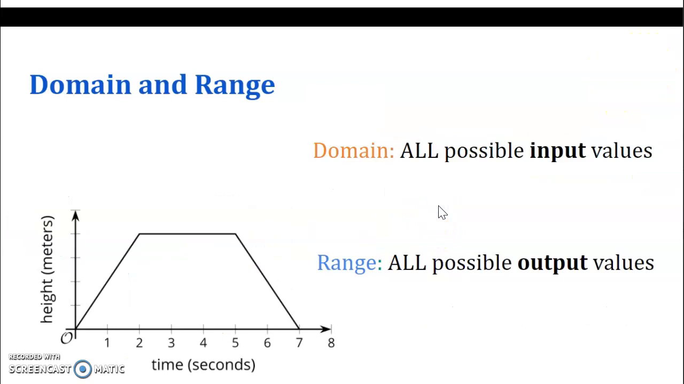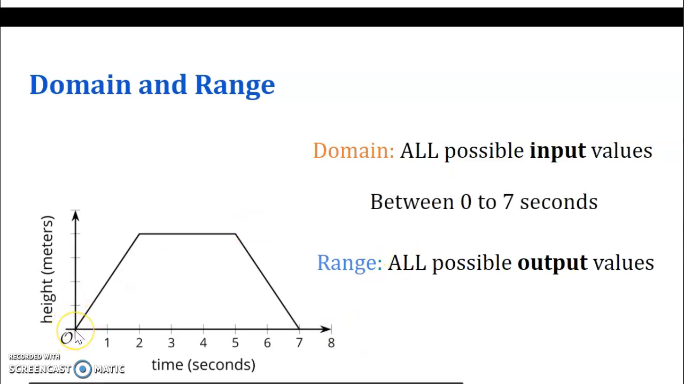Okay, so let's try to use what we learned to figure out what the domain and range was for the drone example. Domain is all possible input values. Remember, how far does the graph extend on the x-axis is what the domain is. It extends from 0 to 7, doesn't it? And they come with units. In this case, it's 0 seconds to 7 seconds. So the domain is between 0 and 7 seconds.